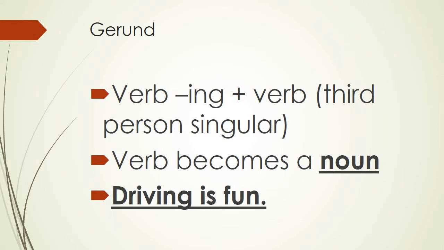So how to make the gerund? We get the verb, so take any verb and put ing on it, and then you're going to add a second verb which will be in the third person singular. Okay, so the original verb becomes a noun. So we get drive, and then we have to say driving. And then the second verb has to be in the third person singular. Okay, because driving is just one. So driving is fun.